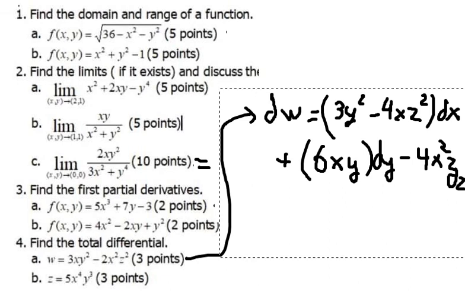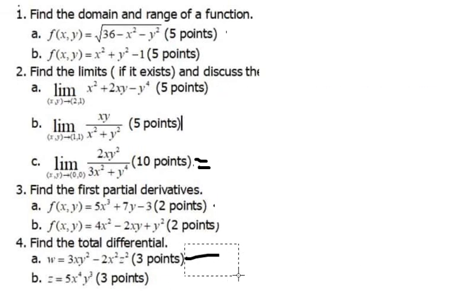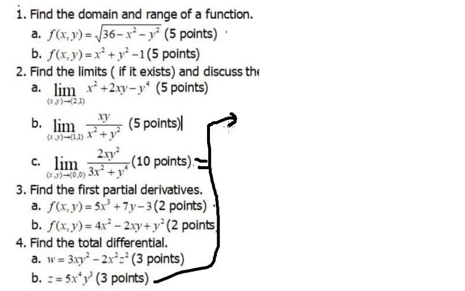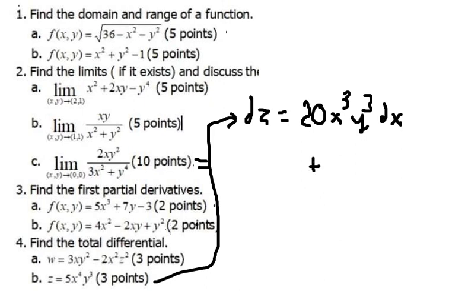Now let's go to question 4b. This one you got dz. We have x and y, so we do first derivative with respect to x. You got 20 x to the power of 3 y to the power of 3 dx plus number 3 in here, so you got 15 x to the power of 4 y squared dy.